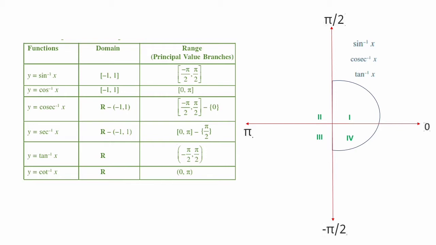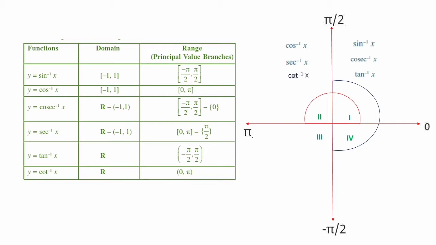For the other three inverse trigonometric functions, the range is between 0 and pi. They are cos inverse x, sec inverse x, cot inverse x. But remember, for cos inverse x, closed interval 0, pi. For sec inverse x, we have to exclude pi by 2 from that. And for cot inverse x, open interval 0, pi.